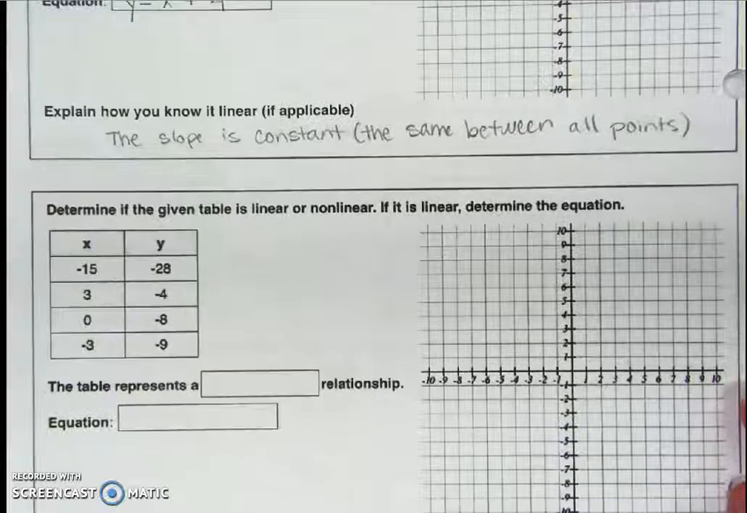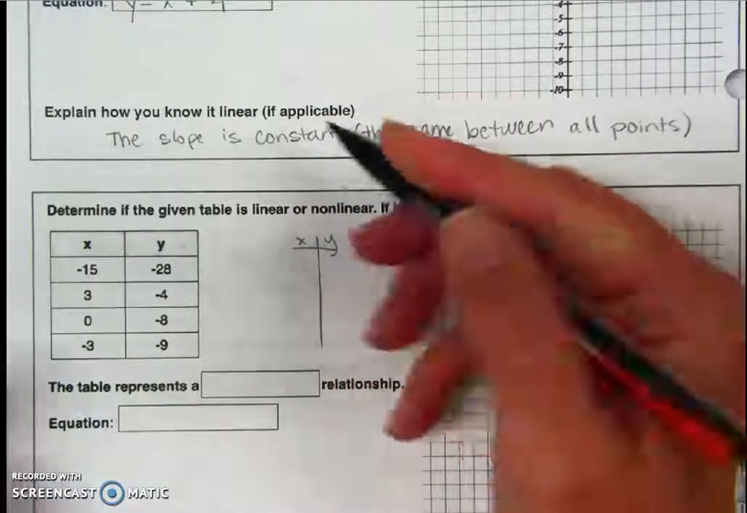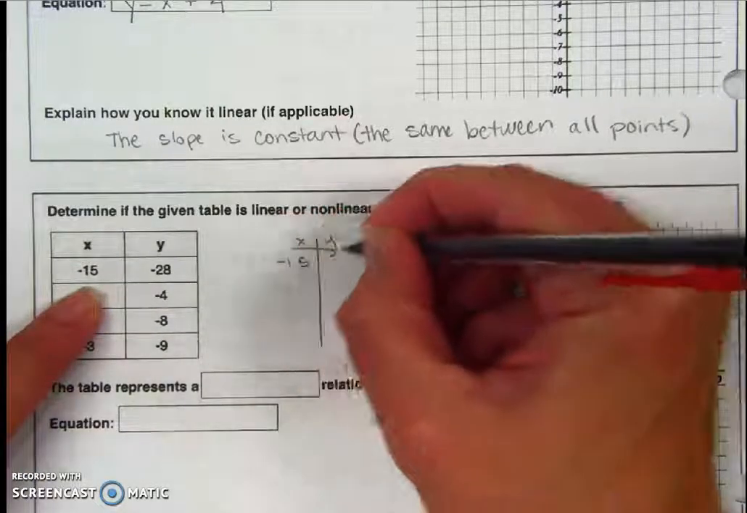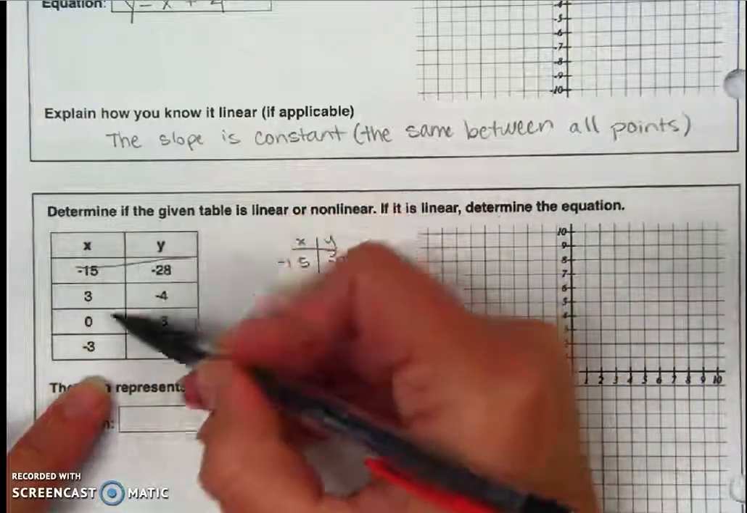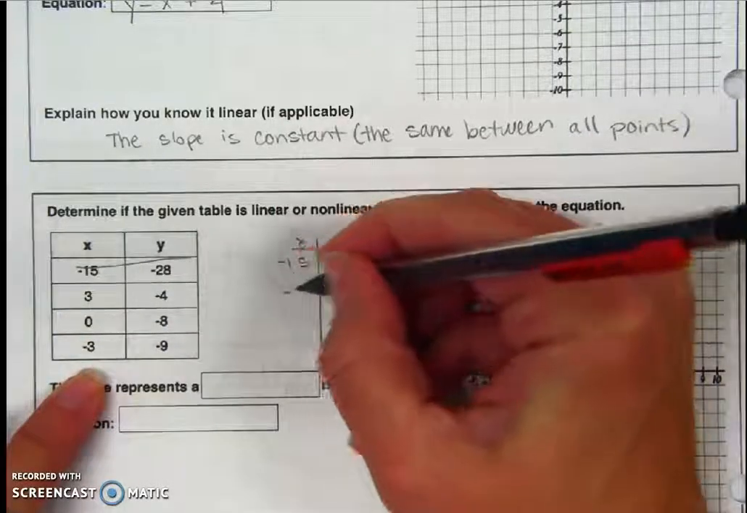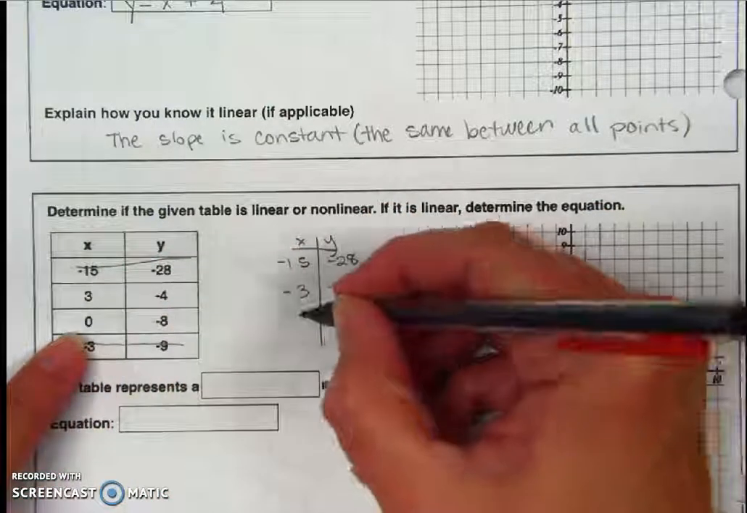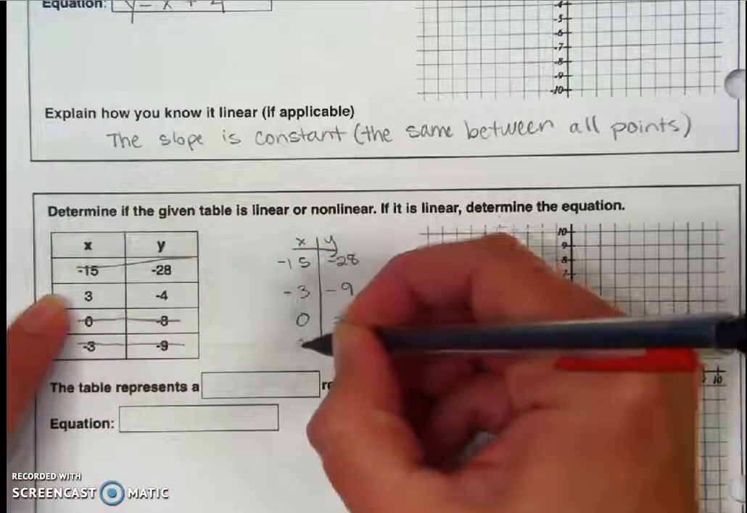All right, let's check this next one. Again, the first step is going to be put them all in order. So I'm going to redraw this table right next to it. The smallest x value is -15, goes with -28. And then the next x value that's small is -3. -3 goes with -9. The next one would be 0 goes with -8. And 3 goes with -4.